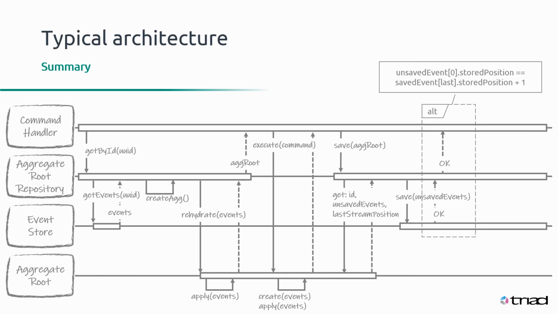The aggregate route repository then attempts to save those unsaved events to the event store. If the event stream position of the first new event to be appended to the event stream is 1 greater than the last event in the event stream, then saving is successful. Otherwise, another command has retrieved the events from the event store, created a new event and appended it before this command has finished, and so this command fails.